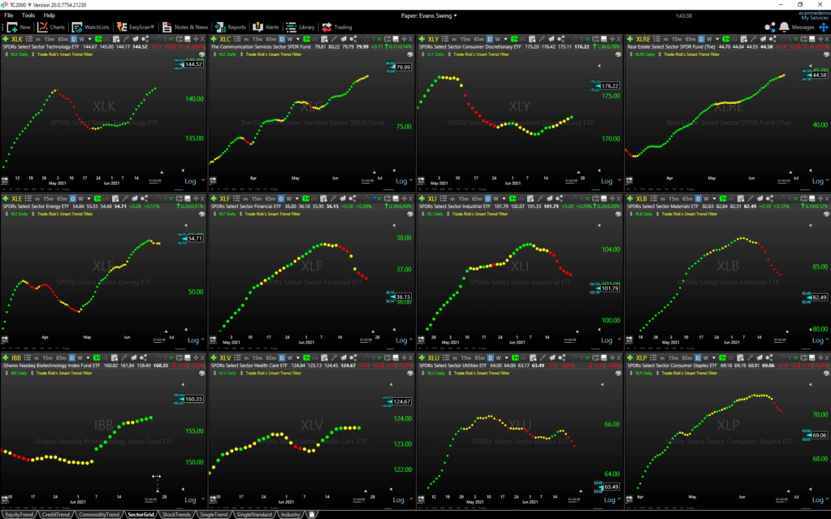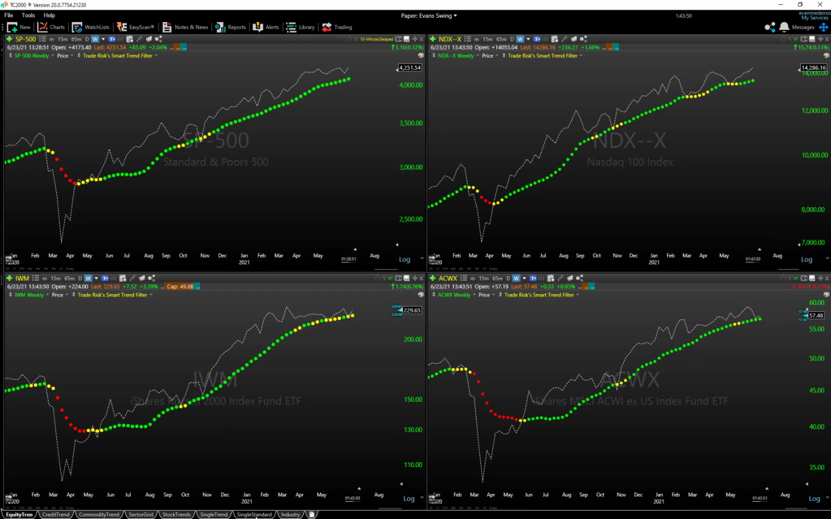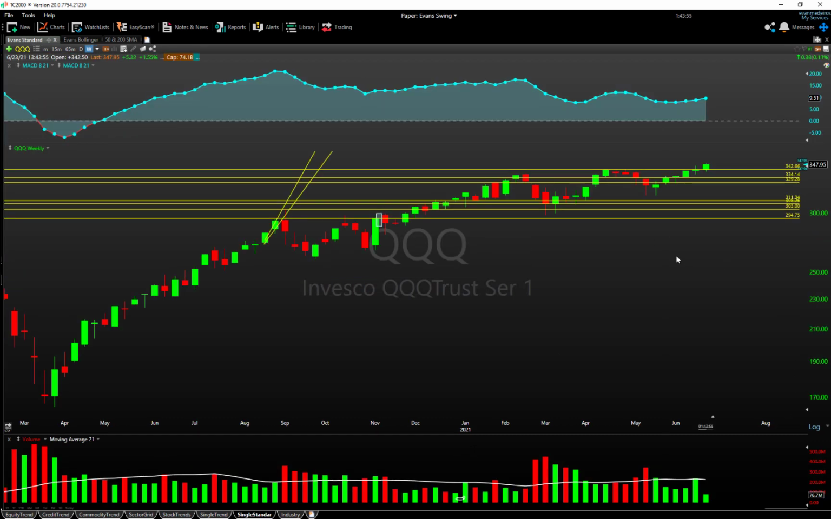So I won't go any further. This is a cool chart, though, I think, to see just all the differences out there. This is our smart trend filter in Worden TC2000. All right, let's get into some specific stocks, and let's get over to the usual grid here.